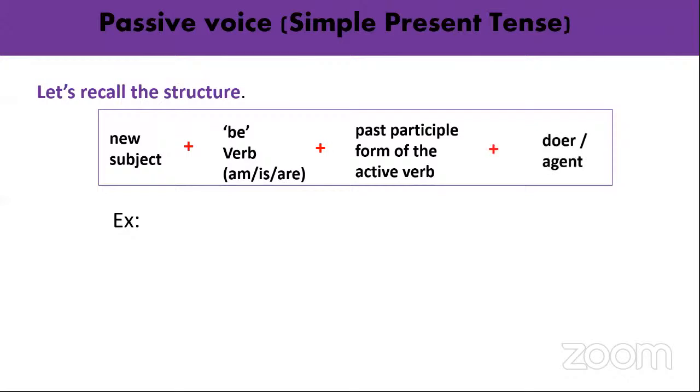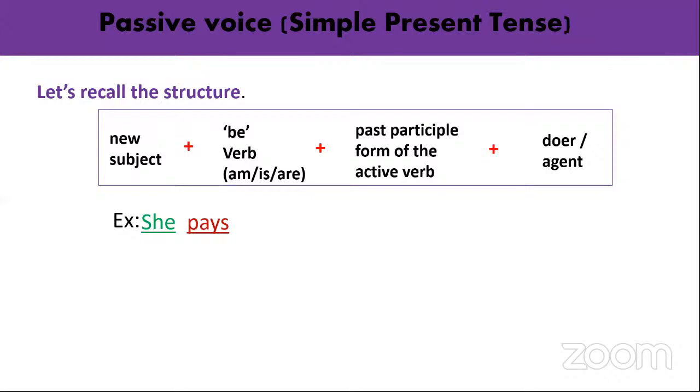Okay, next, the doer or the agent. It is, of course, optional. You can use it in some sentences, or sometimes we don't mention the doer or the agent. Okay, let me take a sentence as an example to discuss it.